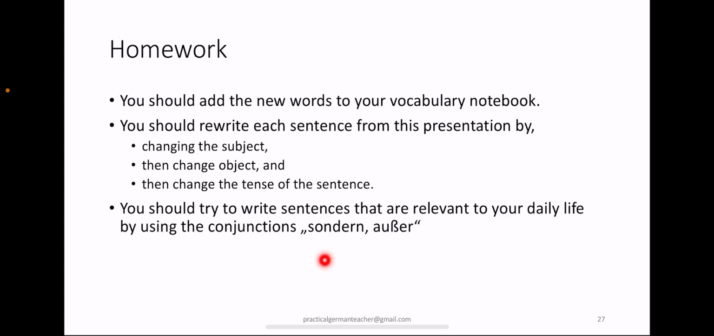You learned a few more conjunctions today, for example, sondern and außer. Please try to write sentences using these conjunctions, and the sentences should be relevant to your daily life, meaning they should be describing your daily life.